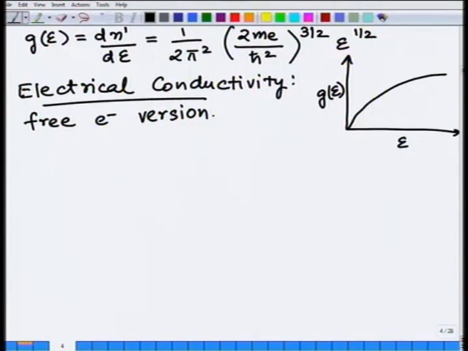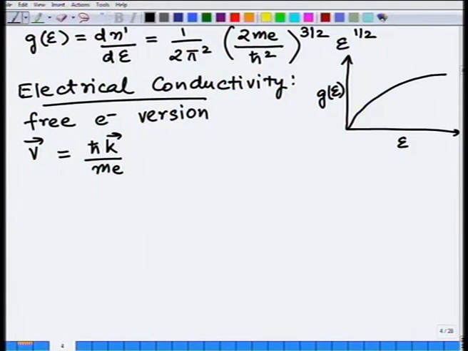The free electron version is now what we want to do. Okay. So, what do we have? We know that h bar k is momentum. So, if I divide this by mass of electron, I get velocity of any electron in this way.